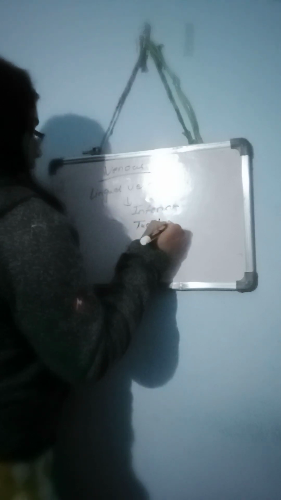Now venous supply. We have the lingual vein that gives rise to the internal jugular vein. So we have venous drainage as the lingual vein that gives rise to the what? Internal jugular vein.